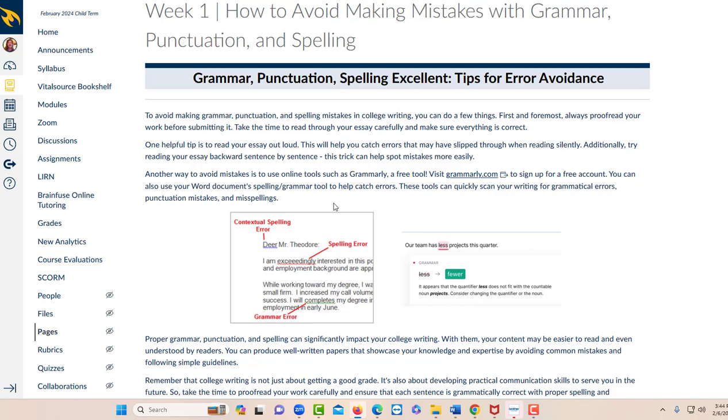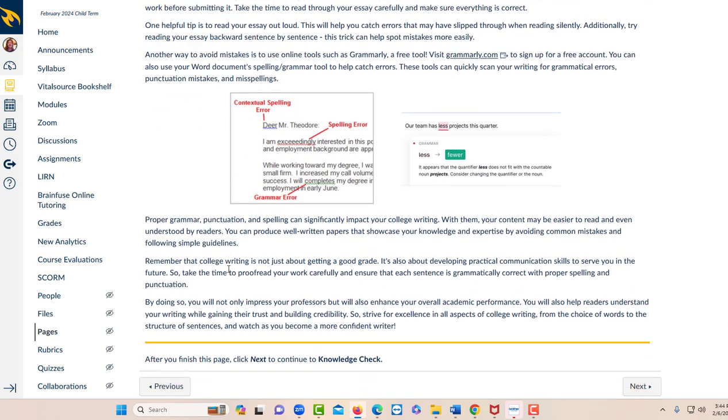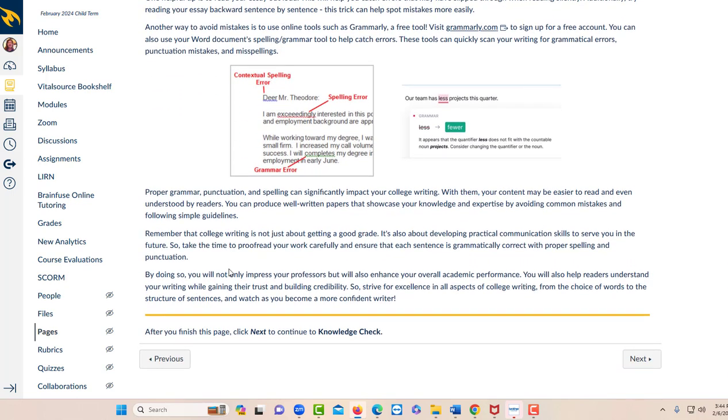To sign up for a free account, you can also use your Microsoft Word spelling and grammar tool. These tools can quickly scan your writing for grammatical errors. Proper grammar and punctuation can impact your college writing. With them, your content may be easier to read and even understood.